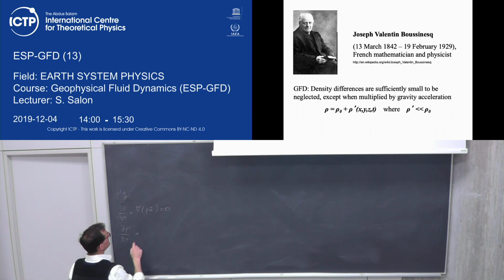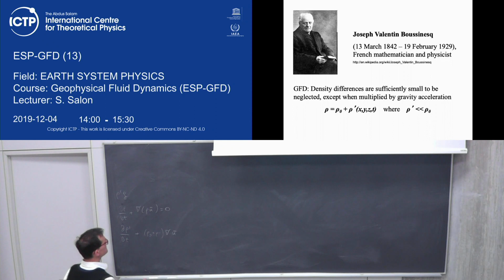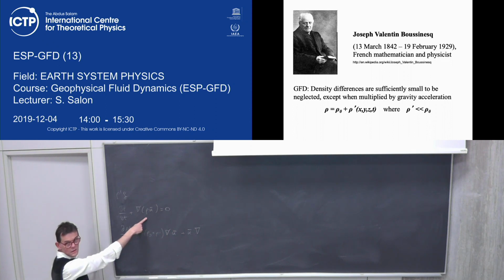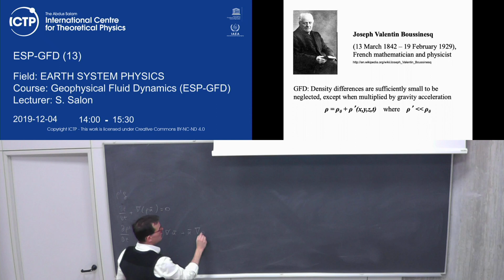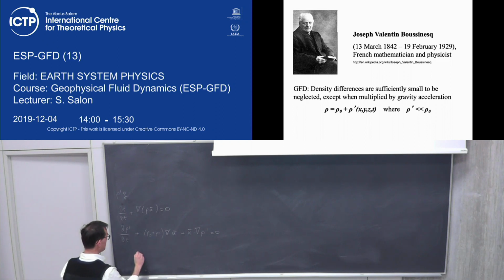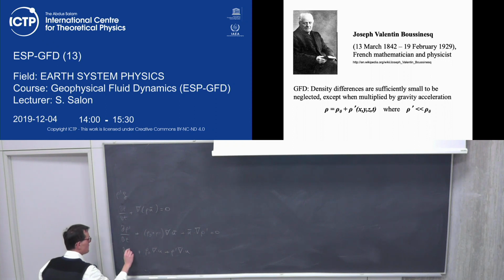Then I can do the same here. So I will have rho zero plus rho prime, divergence plus u, and then the divergence will be applied to rho, but again I will only have rho prime. So I can express this one: I will have rho zero divergence of u plus rho prime divergence.